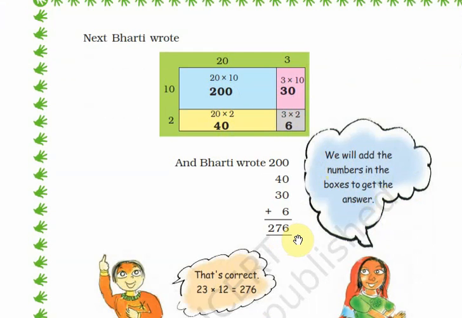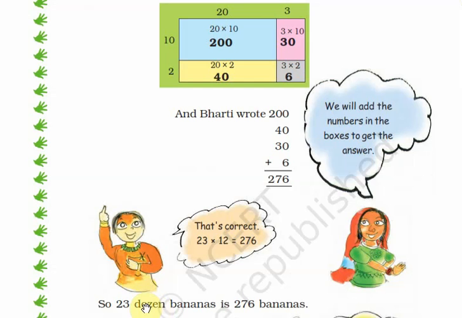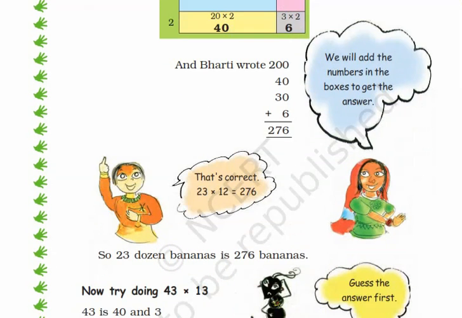And she got the answer 276. So this girl is saying that that's correct. 23 times 12 is equal to 276. So 23 dozen bananas is 276 bananas. Okay.